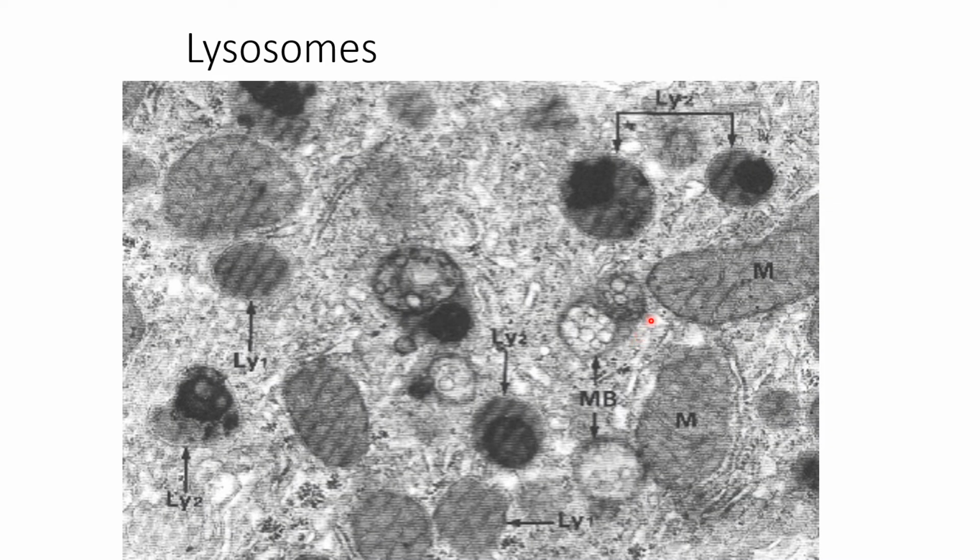Here is an EM picture of lysosomes. I can see different types of lysosome. This is homogeneous, this is heterogeneous, and this, and this again. All these are heterogeneous, which are the secondary lysosomes.